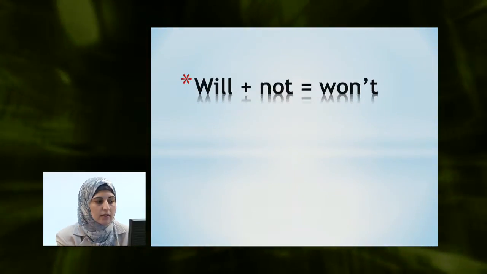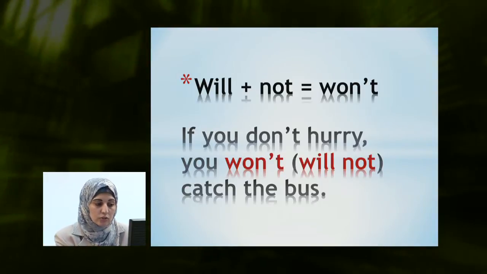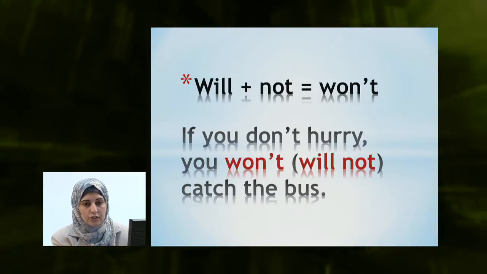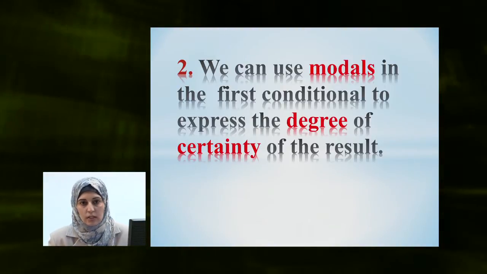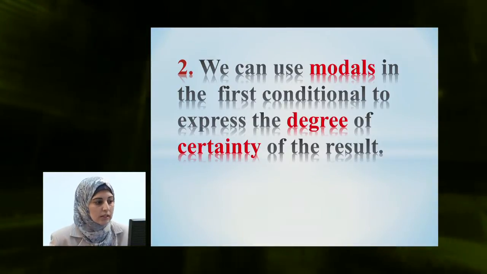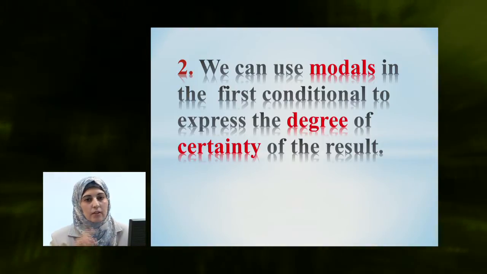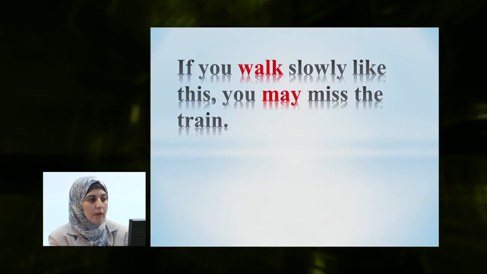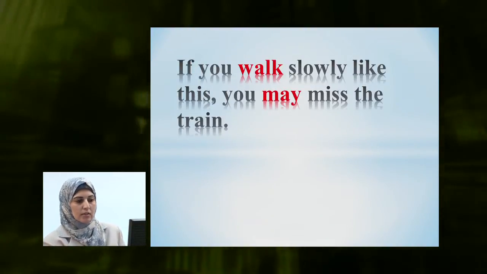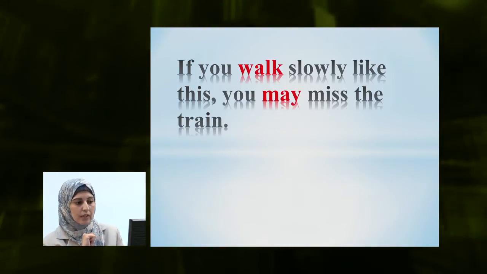Remember that you can combine will and not together and you can get won't. But this is only in spoken English. So you can say, if you don't hurry, you won't catch the bus, and you can say, will not catch the bus. Let's move to the other structure, which is using other modals. We can use modals in the first conditional to express the degree of certainty of the result. Let's see these examples. If you walk slowly like this, you may miss the train.